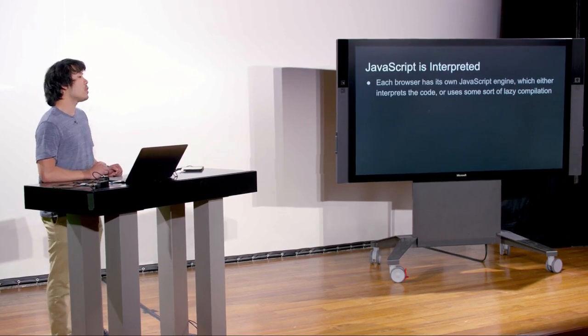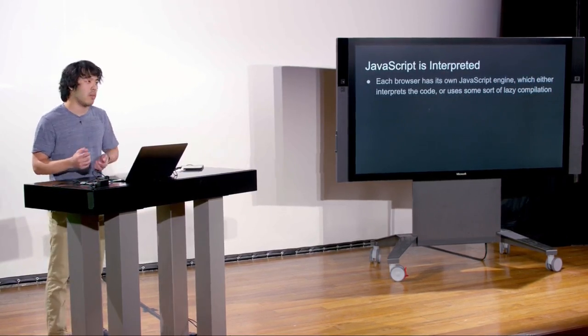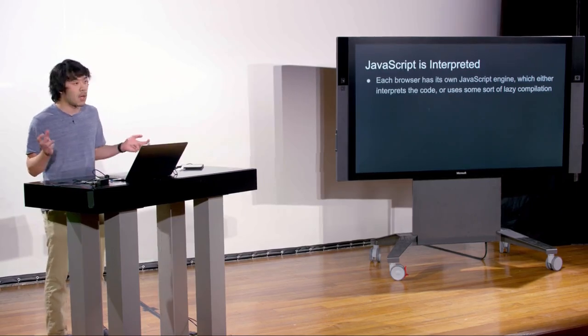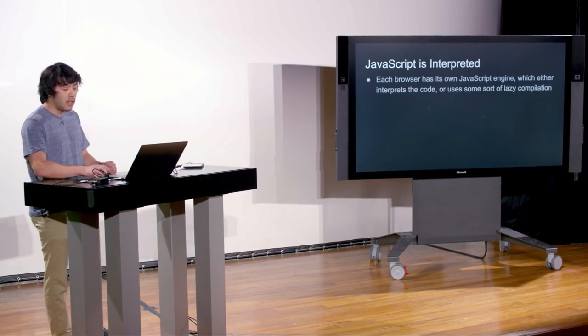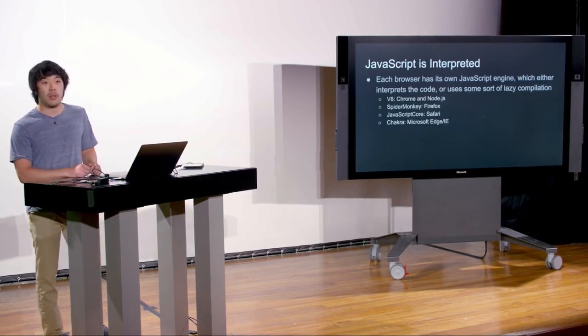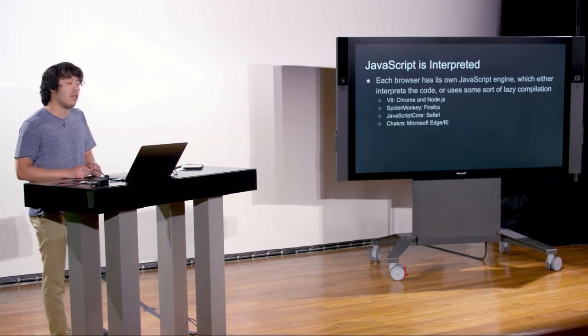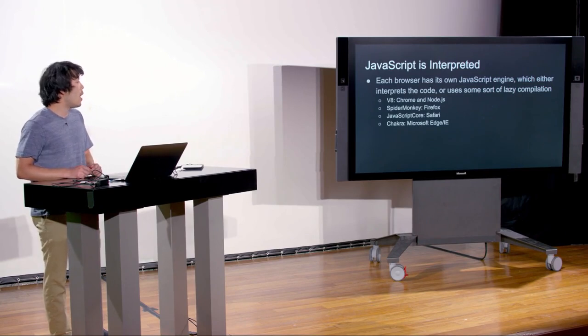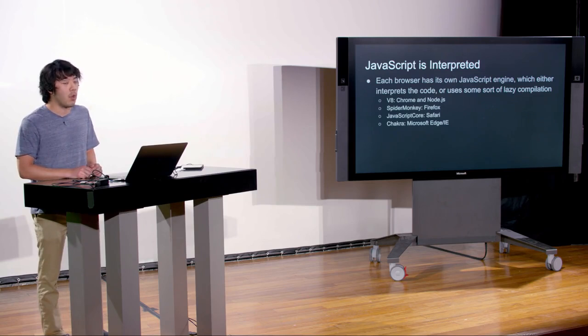Each browser has built into it its own JavaScript engine, which either interprets the code, or it might do some magic with just-in-time compilation. But for the most part, it's just reading your code line by line and executing it. Each browser actually has its own engine, and they're named. So Chrome is called V8. If you've heard of Node.js at all, it also uses that same V8 engine. Firefox has SpiderMonkey. Safari has JavaScript Core. Chakra for Microsoft Edge and Internet Explorer. You don't really need to know these names, but it's a little bit important just to know that different ones exist.